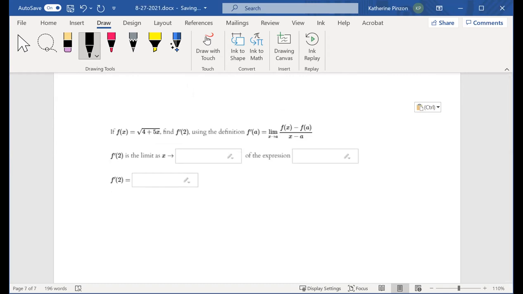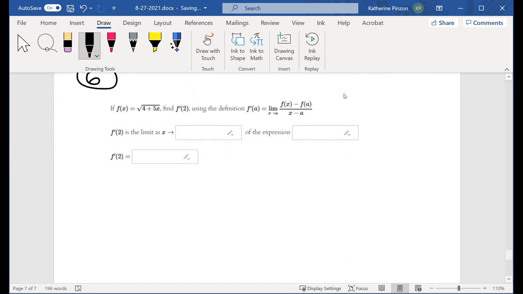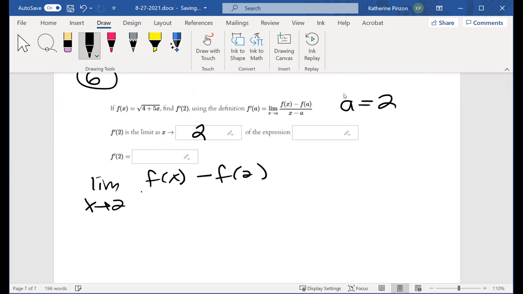Okay, 6. If f of x is square root 4 plus 5x, find f prime of 2 using this definition. This is that other definition again, right? F prime of 2 is the limit as x approaches. What's my a value in this one? 2, because 2 is what's inside that function. Limit as x approaches 2, f of x minus f of 2 over x minus 2.